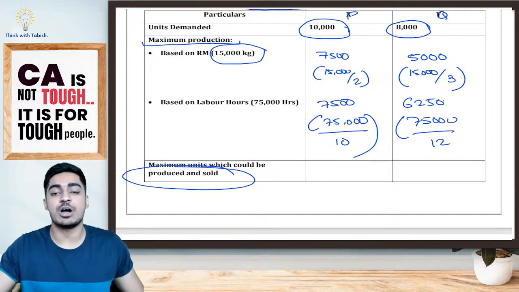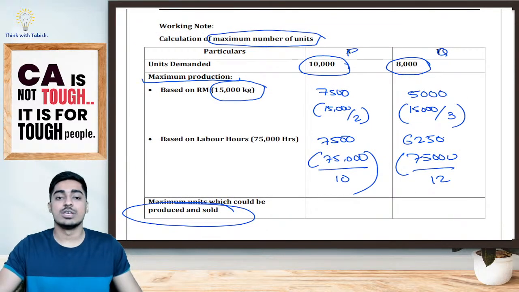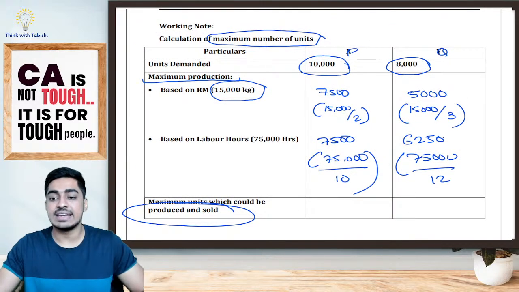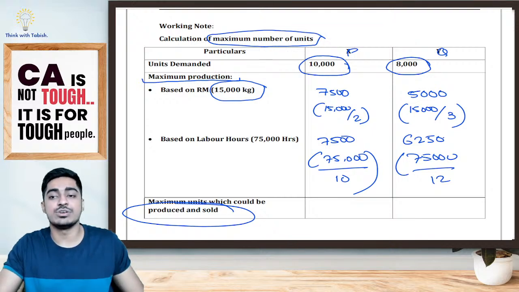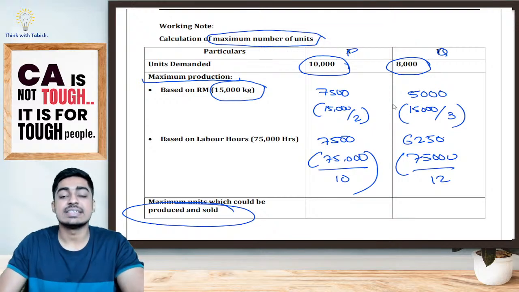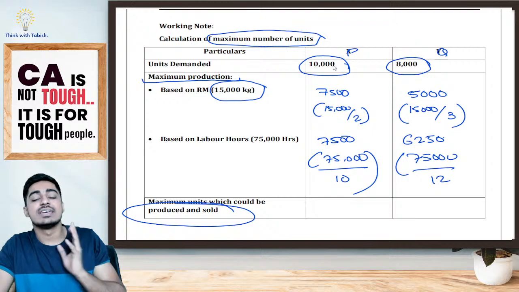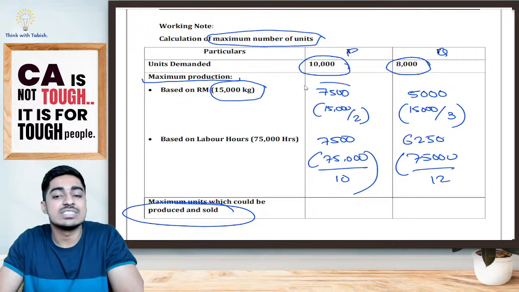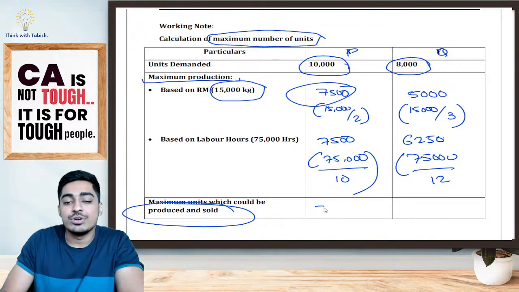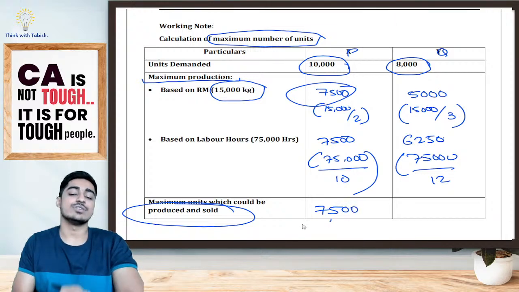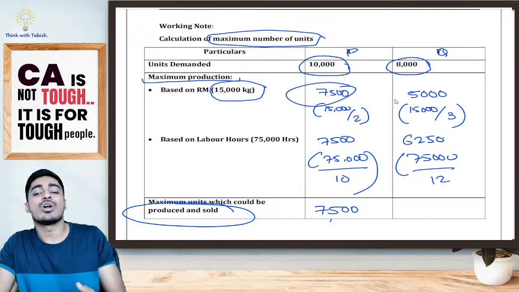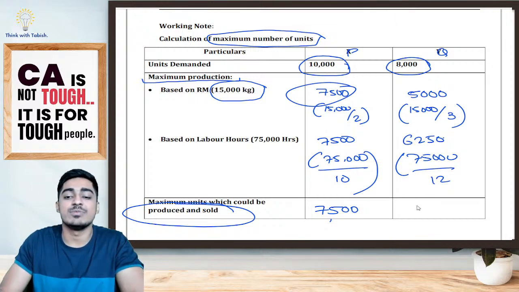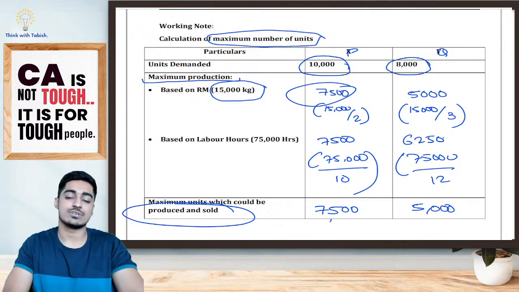So maximum how many units of P and Q will we be in a position to produce and sell? Even though the demand for P is 10,000, the maximum units which we can produce is only 7,500. So we will produce and sell 7,500 units of P. For Q, demand is 8,000, but raw material available allows only 5,000. So we'll be in a position to produce and sell only 5,000.